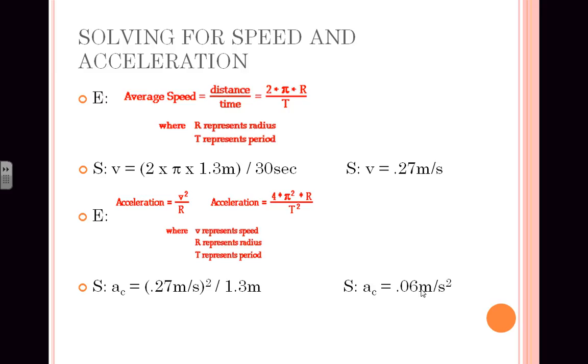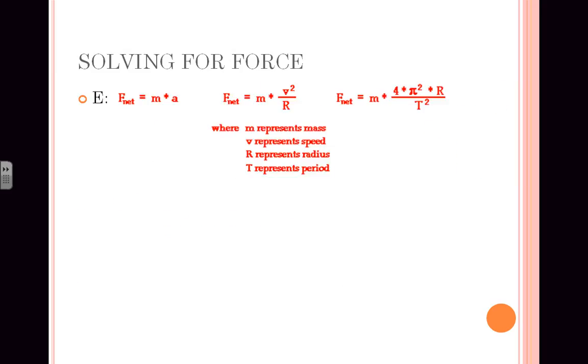And then the last equation would be for force, and we'd use that F net equals ma. We've already solved for the acceleration, so we'll use this first equation instead of one of these other ones. And you would end up with force equals 10 kilograms, the mass, times 0.06 meters per second squared, the acceleration, and that'll give you a force of 0.6 newtons.